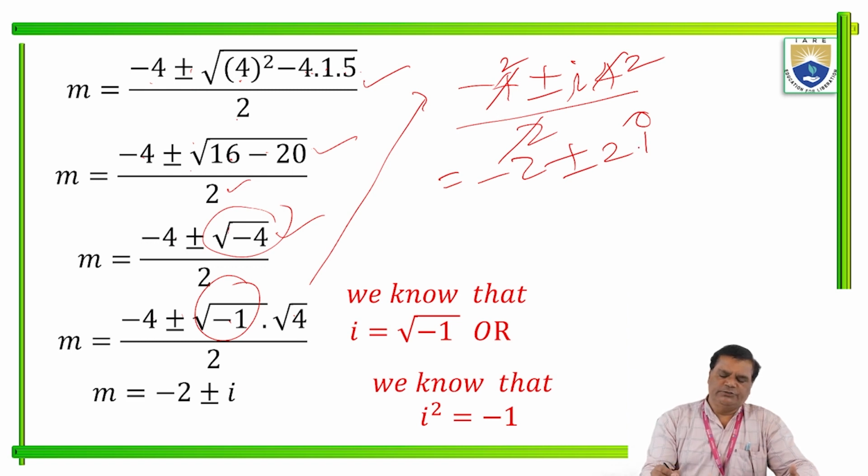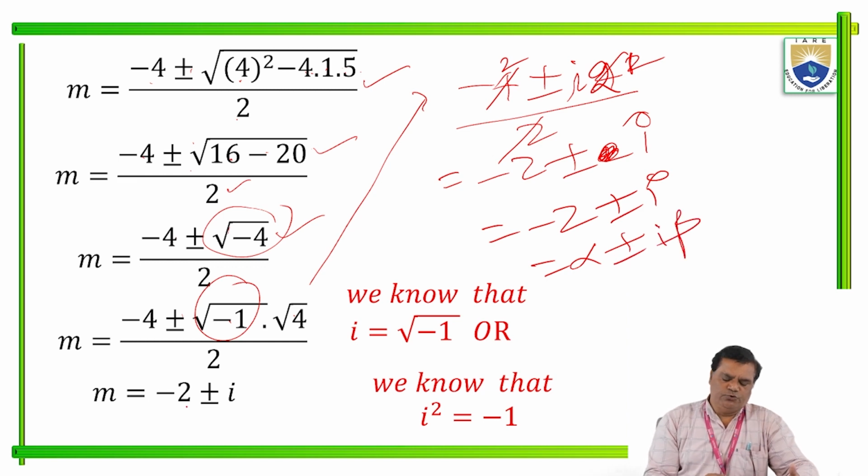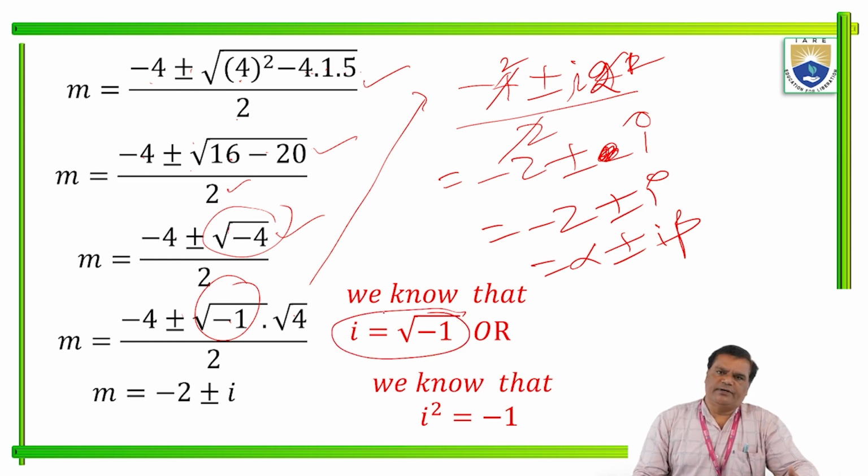Minus 4 upon 2 is minus 2, and 2i upon 2 is only i. So minus 2 plus minus i. This is alpha plus minus i beta, so alpha is minus 2 and plus minus i, because i is root minus 1. This is an imaginary number, known as iota.